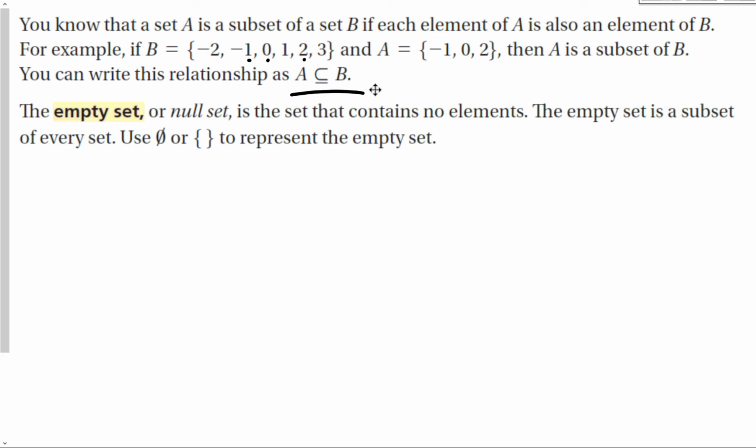The empty set or null set is the set that contains no elements. You might have seen us use this symbol before for no solution, because the solution set is empty. There's nothing in it. No solution. So the empty set is also a subset of every set. Use the 0 with the slash through it, or the empty set. I tend to use that one because it's a little easier to draw.